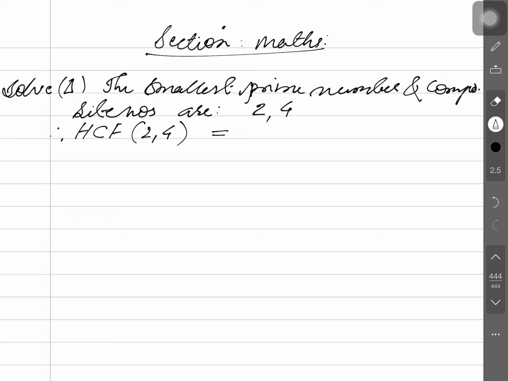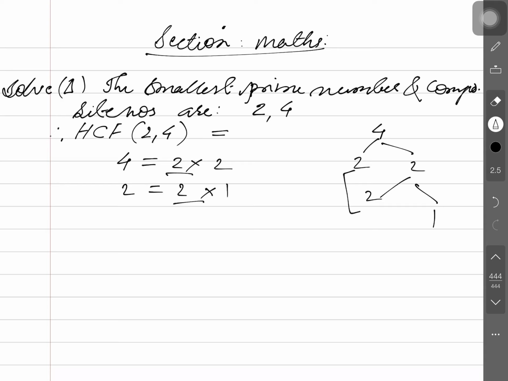For the HCF, do we have to use Euclid's lemma? No, simply use prime factorization. You may see 4 can be written as 2 into 2, and the prime factorization of 2 is 2 into 1. So what is common in them? The common factor is 2. Therefore the HCF of 4 and 2 is 2. It's your answer. Is that clear?